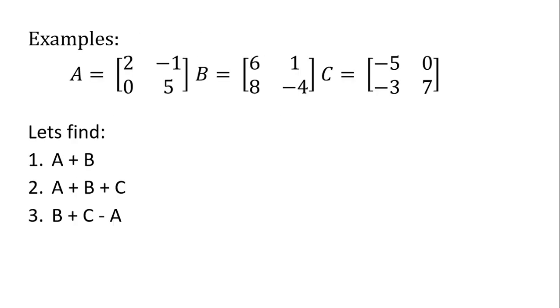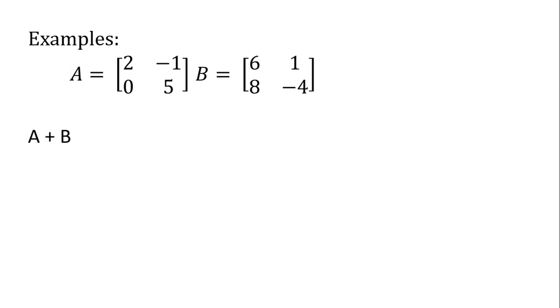For example 1, we have matrices A, B, and C. We are going to find A plus B, A plus B plus C, and B plus C minus A. First, let's find A plus B. We have matrix A and B, so let's write them down next to A plus B. We have 2, negative 1, 0, and 5, plus 6, 1, 8, and negative 4. Be careful with the signs, especially negative signs, because sometimes that's where we make mistakes.